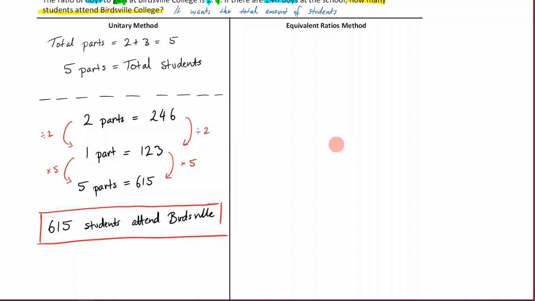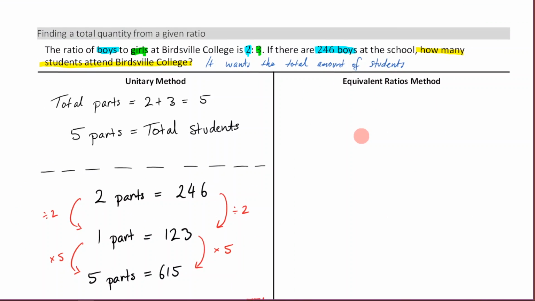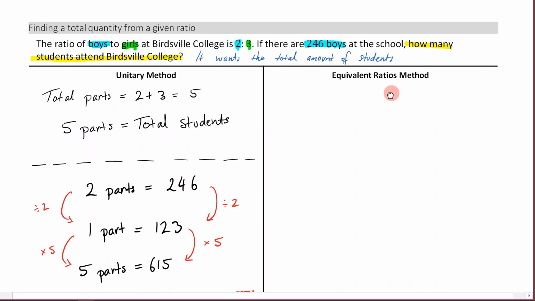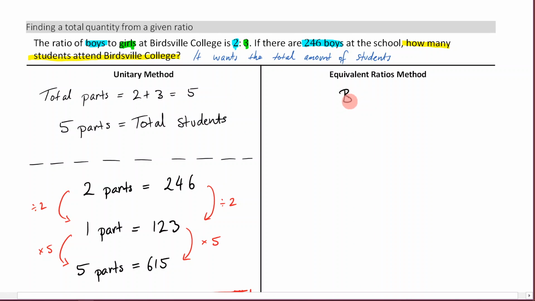Now there is another way you could do it. It's called the equivalent ratios method. So let's quickly talk about this. The way that you would do this is you would start off by saying, we're given a ratio of boys to girls. I know that it's going to be 2 to 3 because that's what I've been told. I know that the boys represent 246, and I don't know what the girls is.